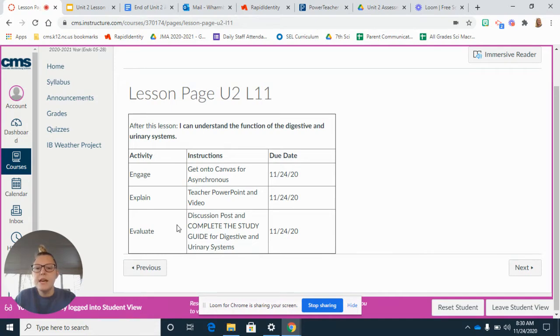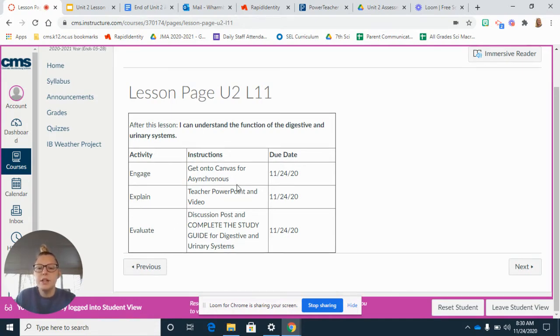So here's the breakdown of the lesson for today. You're going to get into Canvas for asynchronous. That is just going to be your engage part. Your explain is the teacher PowerPoint in this video. And then for your evaluate, there's a discussion post, and you're going to complete the study guide, which is super important so you don't fall behind.